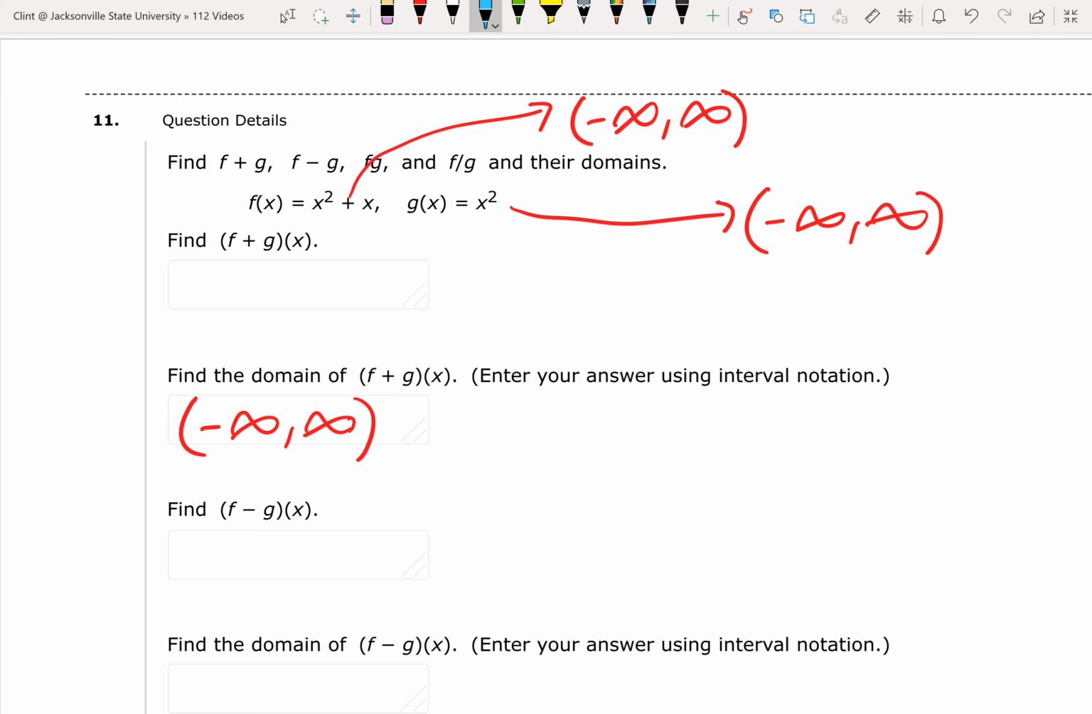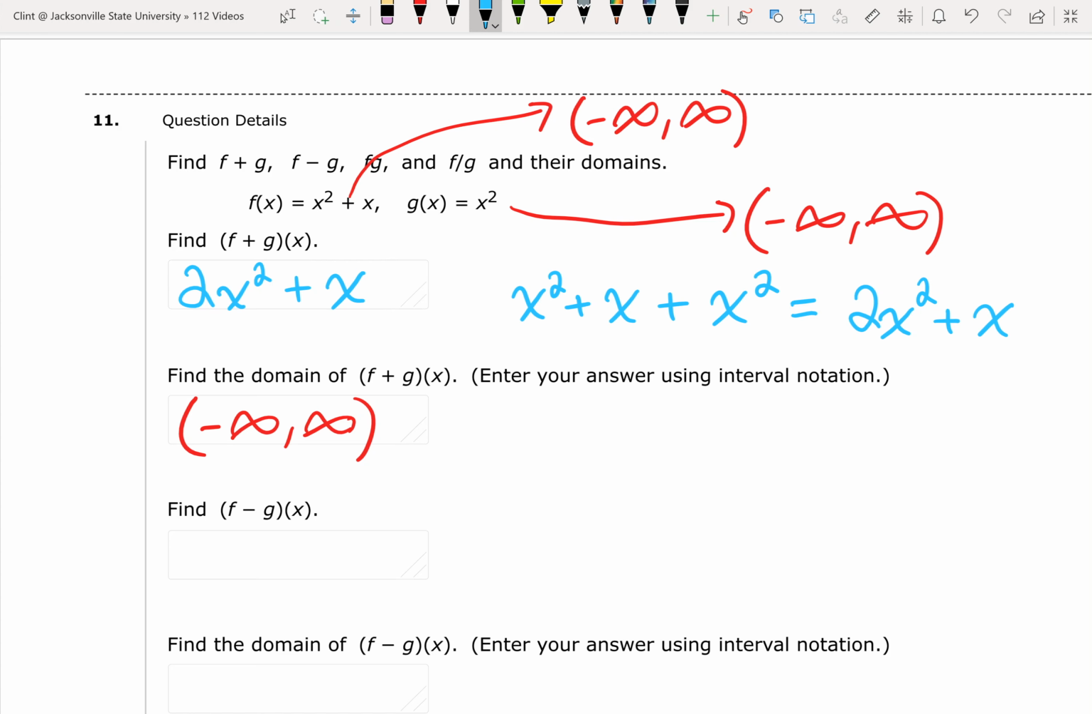So if we do f plus g, we'll have x squared plus x, that's f, plus g, so g is x squared. And if we combine like terms, we'll have 2x squared plus x. We could combine some like terms on that one.